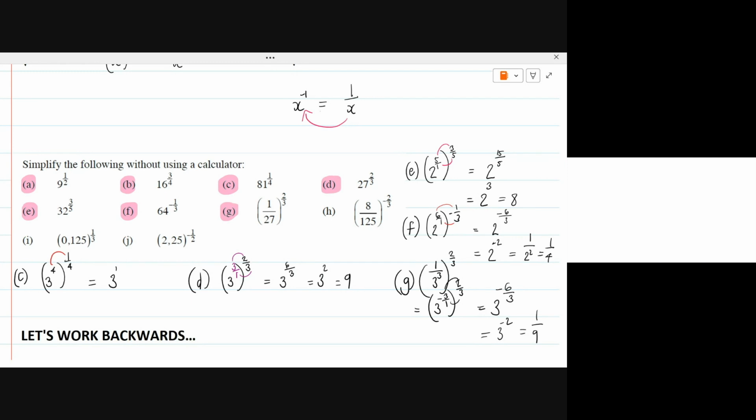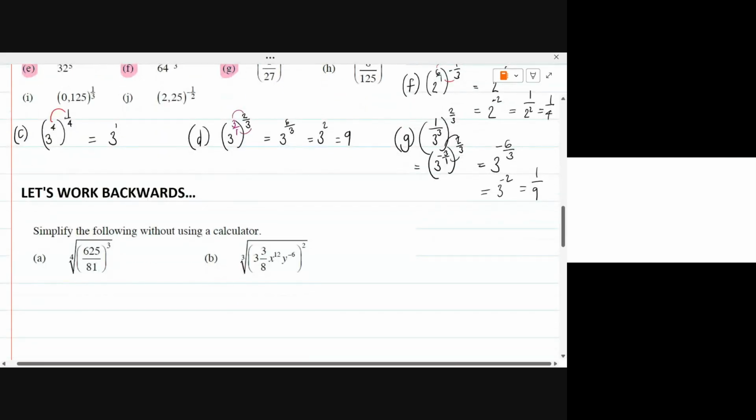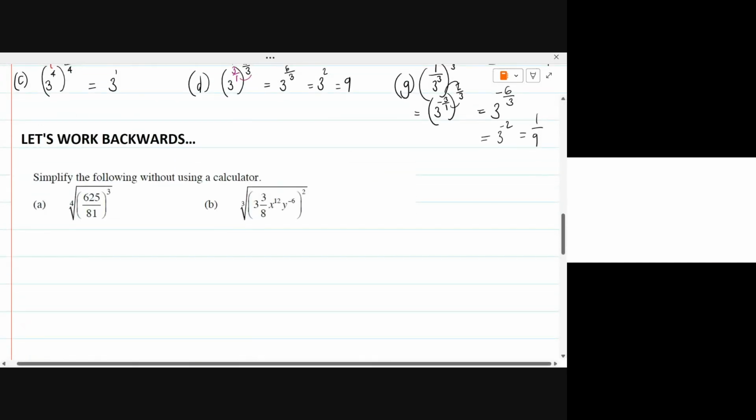Good. Okay, excellent. All right, I want to see if we can work our way backwards. Let's work our way backwards, and we're only going to do these 2 questions. After that, we're going to look at something a little bit simpler. So here's what's going to happen.